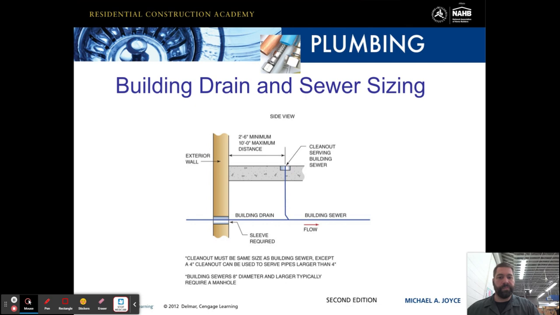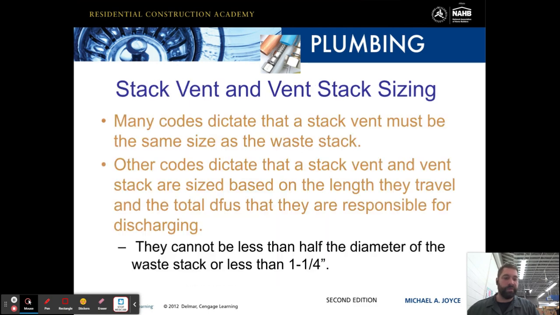Here's a side view. So here's our exterior wall. 2'6" minimum, 10-foot maximum for the clean out serving the building sewer, and the building drain is coming in here. And you can see here, it's required that a sleeve goes through the wall for the pipe to run through, so the pipe does not come in contact with the wall. There's a sleeve that acts as protection, and then the pipe goes through that.